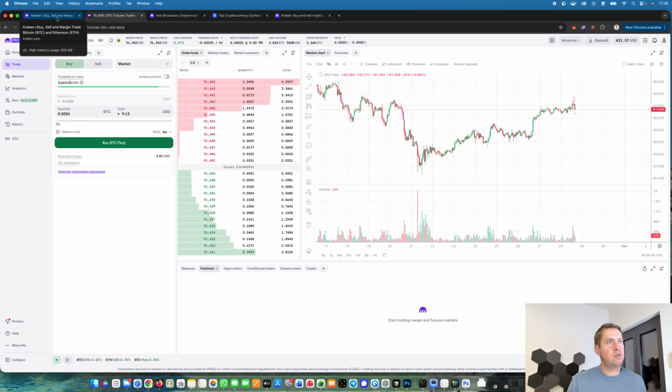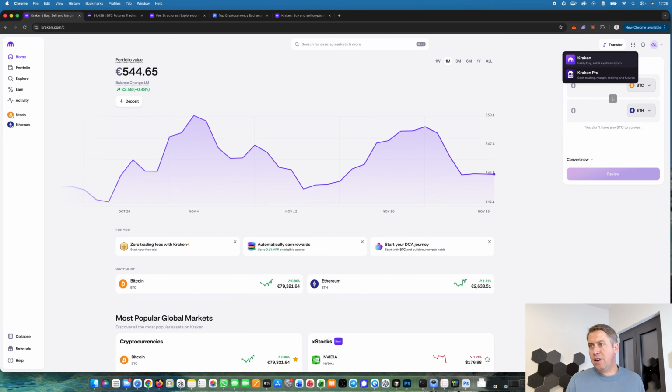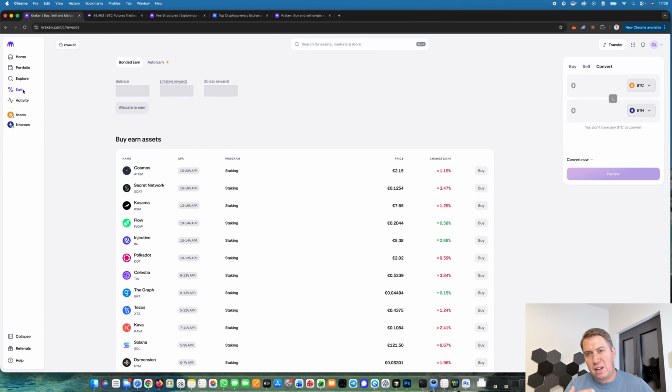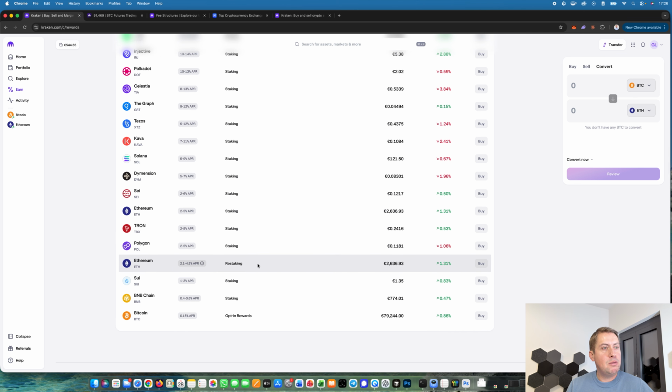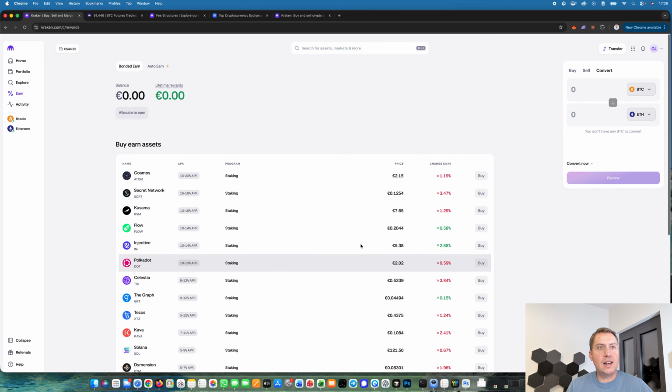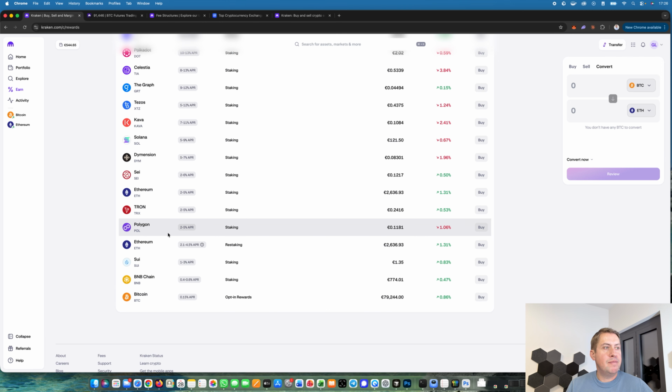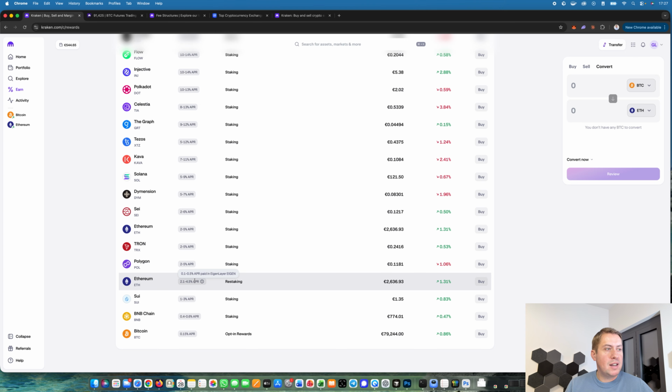And yeah, one more thing I want to talk about is basically staking. On Kraken, you can basically stake some of the cryptocurrencies. So we have some proof of stake cryptocurrencies like Ethereum, for example. You can stake it on Kraken, and they basically pay you a certain amount of interest. So they're basically paying you interest.